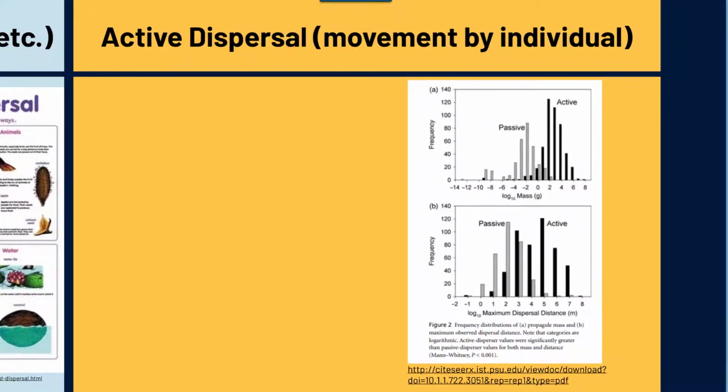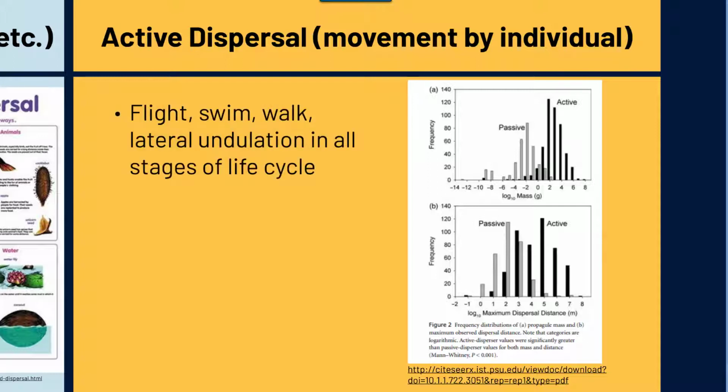Active dispersal refers to the active movement by an individual. It can involve flight, swimming, walking, lateral undulation, and typically we refer to that as something that occurs in all stages of the life cycle. So if we're talking about coral, where the larval form has some form of mobility, we still refer to that as passive dispersal.